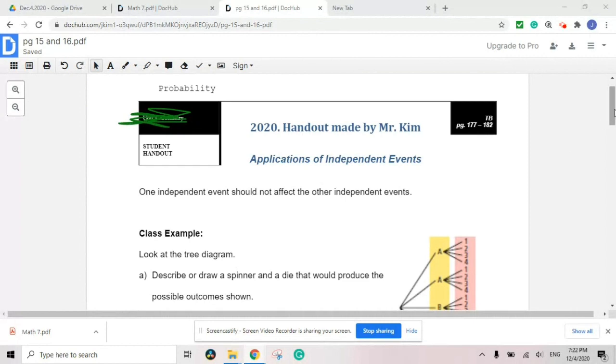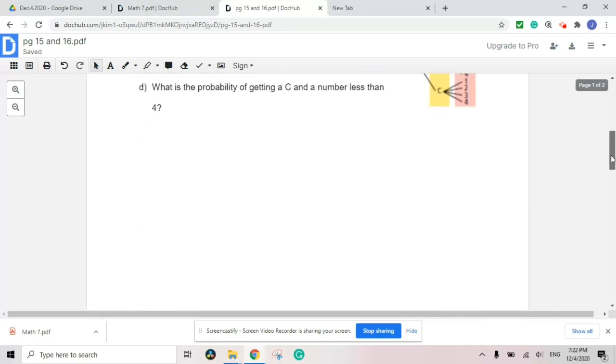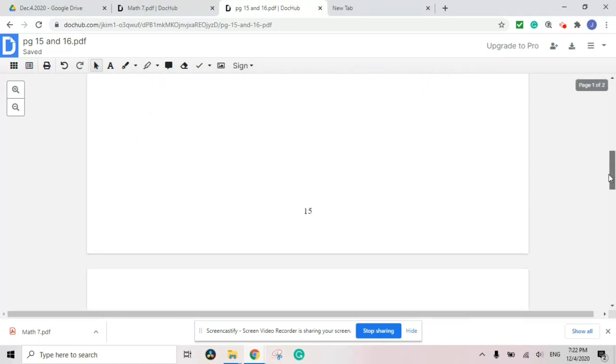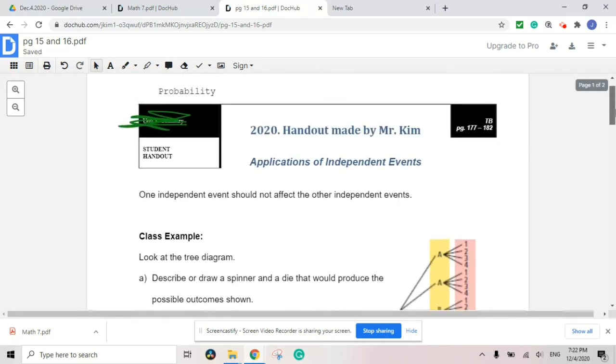Today we are going to go through application of independent events. Some of you already know about this concept, but consider it a little bit of reinforcement. It is available on page 15, and we're going to do two examples, so it's going to be a relatively short lesson. When it comes to homework, there are about 3-4 questions too.